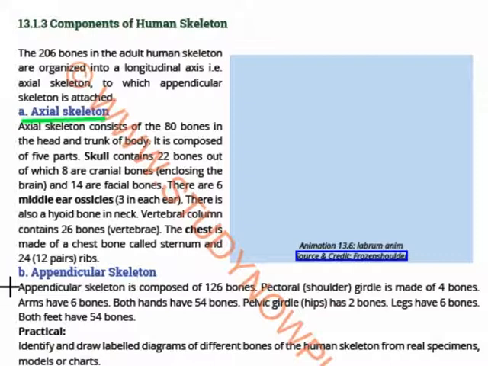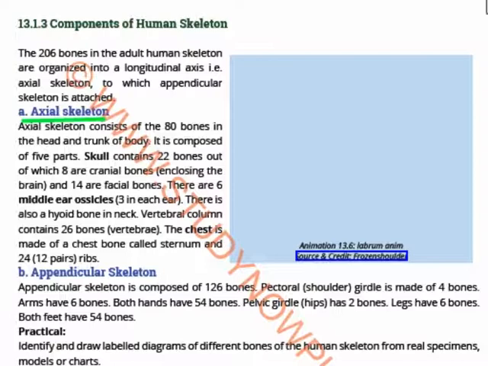the appendicular skeleton is composed of 126 bones. The shoulder girdle is made up of 4 bones. The arms have 6 bones, and both hands have 54 bones. The pelvic girdle, the hips, has bones. The legs have 6 bones. Both feet have 54 bones.